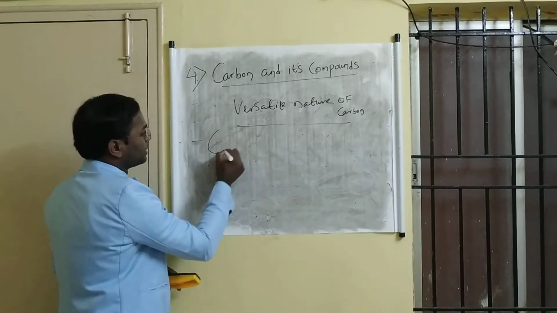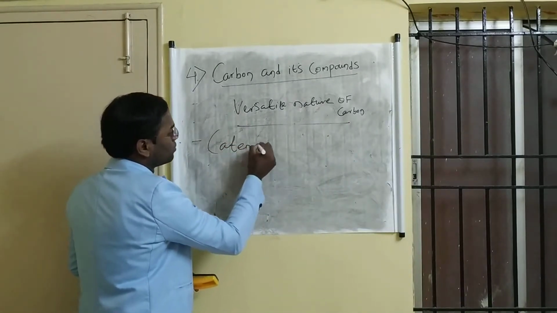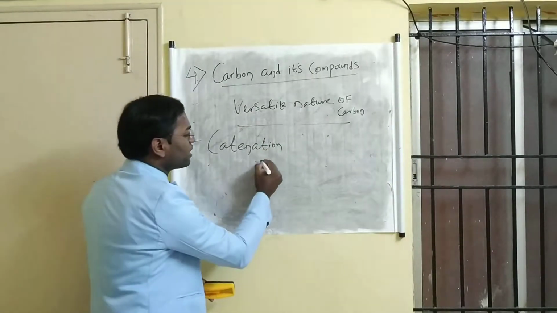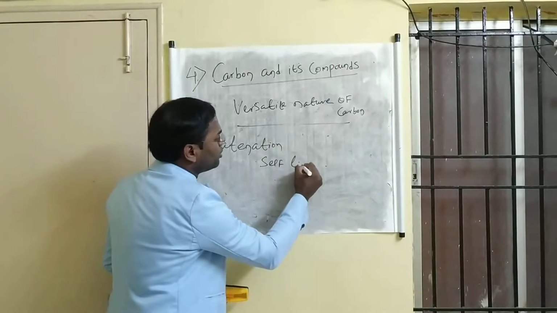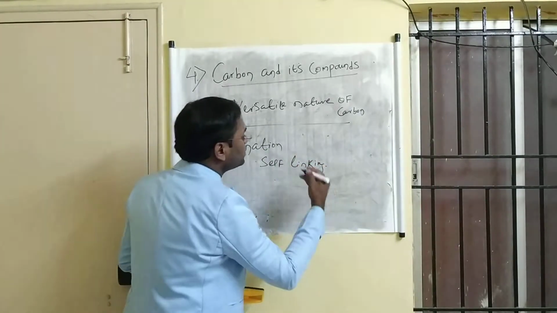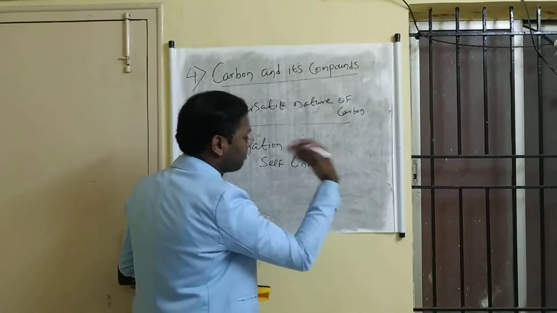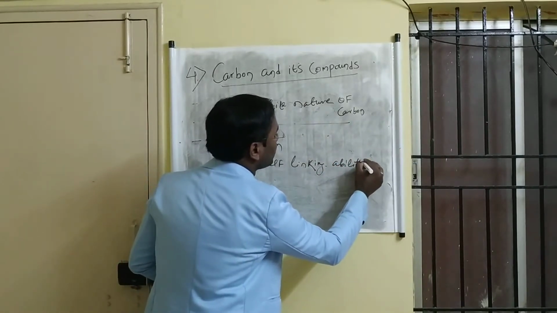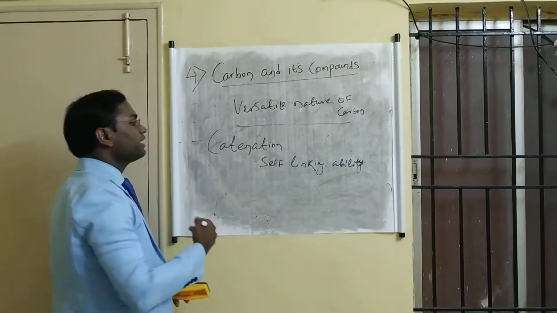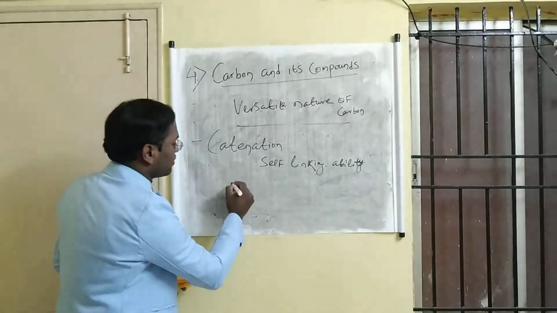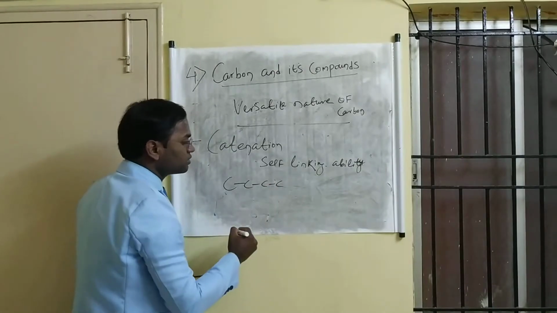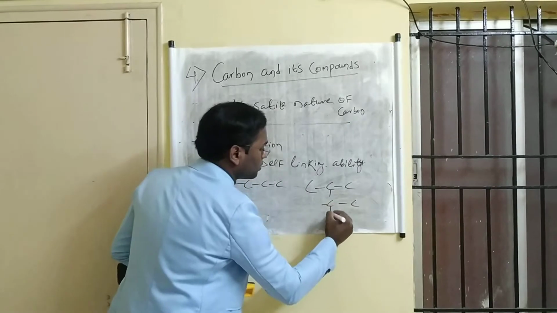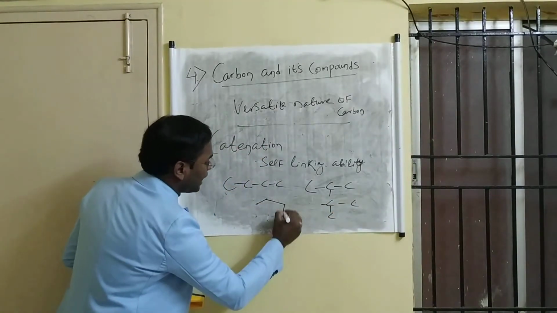One is catenation. Catenation means self-linking ability. Carbon has a very good tendency, having the capacity to link up with other carbon atoms up to 12. So it can link up with many carbons and form straight chains. It can form branched chains. It can also form cyclic structures.